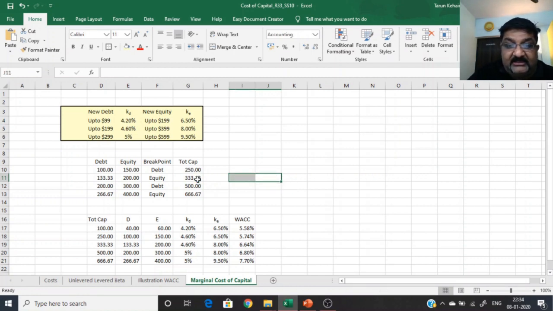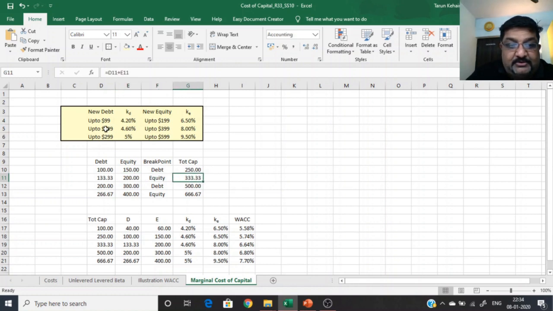So basically this is your total capital, but mind you, now we have taken the equity to be 200. At $200, the cost of equity will again change. If you look here, it changes again to 6.5%. Because it changes here, this is also a break point for equity.